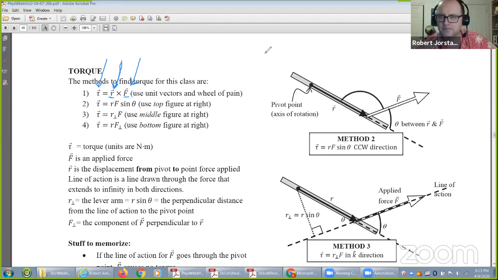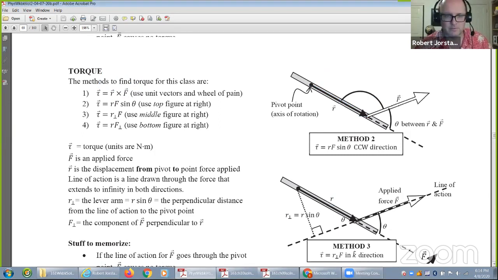I'll check the chat. Okay, it sounds like you got it figured out there. Yeah, exactly. This is a distance. This is a distance. This is a distance. This, because it has a direction, is a displacement, right? We're going from the pivot to the point, and because it's a vector, that's a displacement vector, not a distance. Hopefully that addresses that. Good questions.